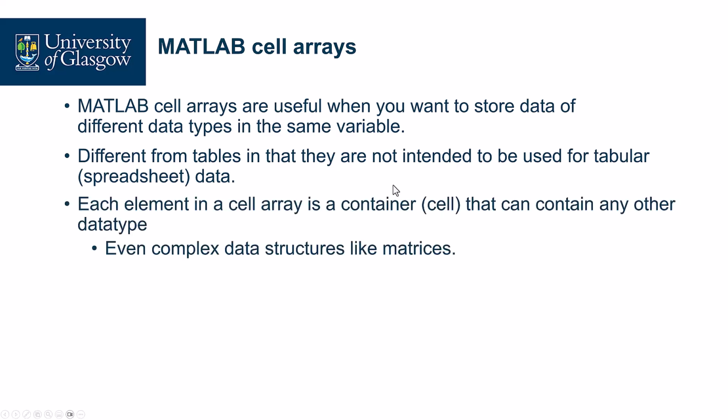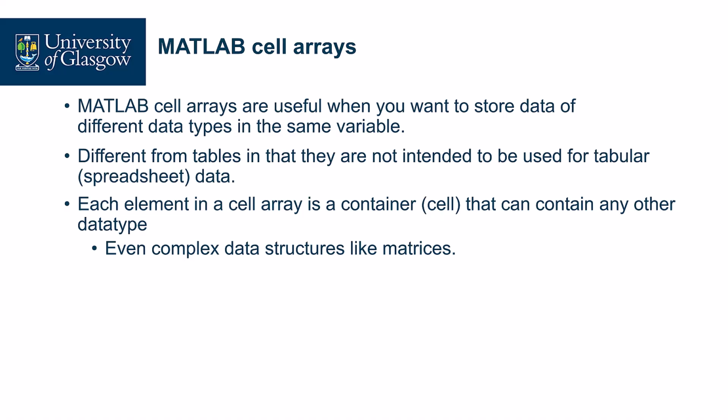Each element in the cell array, we call it a cell. So this is a container. This container can contain data of any data type, and they can be different. For example, some of them are strings, some of them are matrices, right? All of them can be a cell in a container.